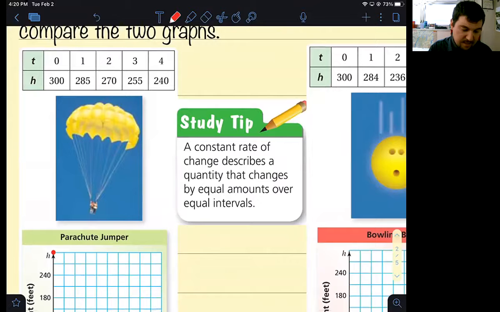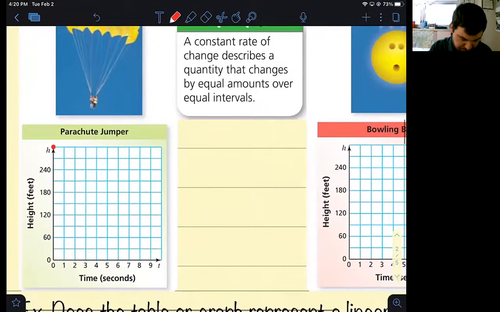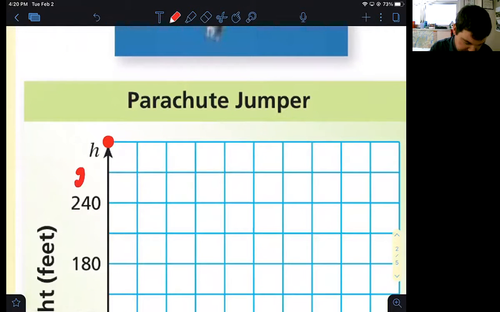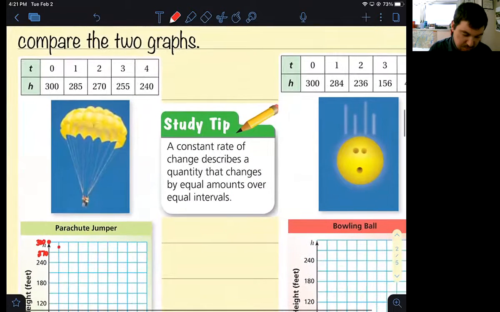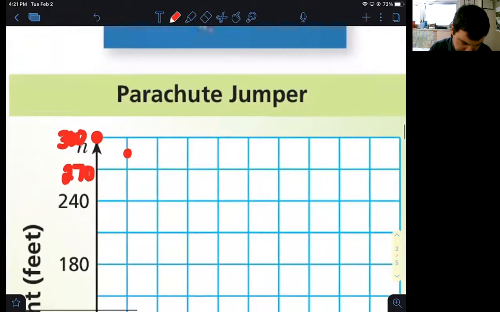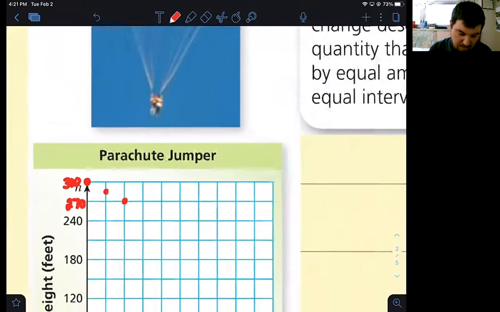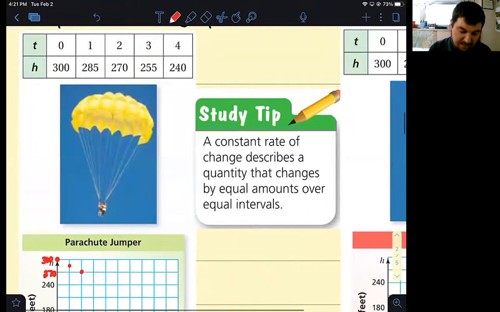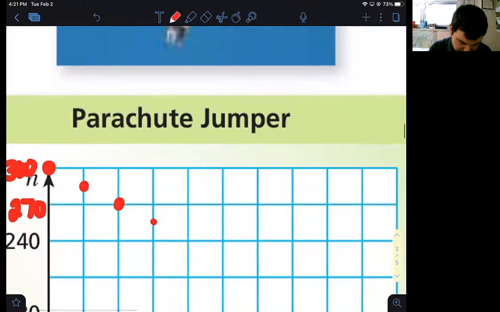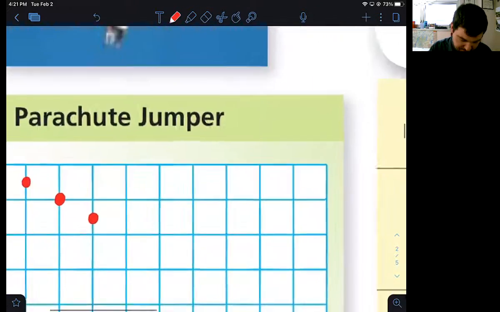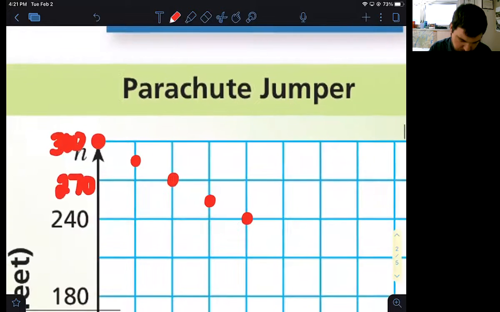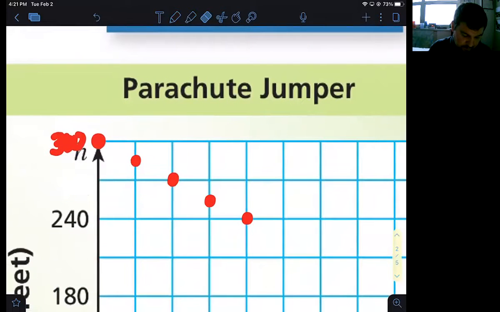1 second later, his altitude is 285 feet. Okay, so if this is 270 and this is 300, 285 would be right between those numbers. Be 15 lower. And then at 2 seconds, it's at 270. It's kind of looking linear right now. Let's see if that pattern continues. At 3 seconds, it's at 255. At 4 seconds, it's at 240. Yeah, that makes sense.